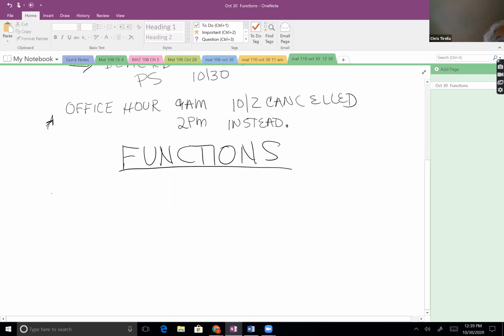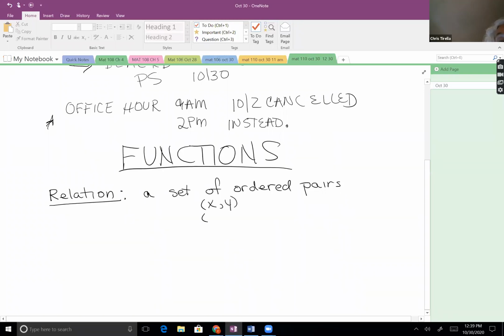Before we look at functions, we've got some definitions. And the first definition that I want to give is that of a relation. And we're going to define a relation as a set of ordered pairs. When I talk about ordered pairs, most people think of things like ordered pairs (x, y). Sometimes that x value you see called an abscissa. Sometimes that y value you see called an ordinate.